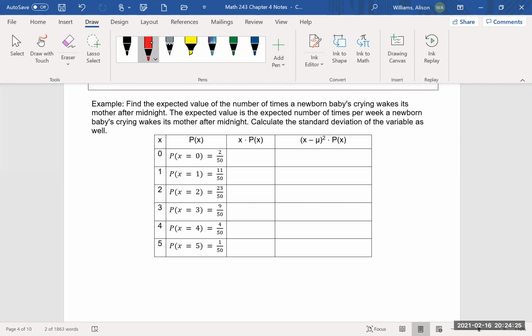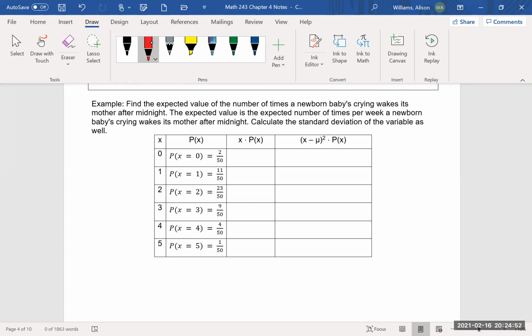Okay, so we're going to find both the mean, the expected value. They asked the expected value or the expected number of times per week a newborn's crying wakes up the mother after midnight. And we're going to use this column to help us do that. So we're going to multiply X times the probability, and then we're going to add that together, and that's going to give us the mean. And then this last column is going to help us do the standard deviation.